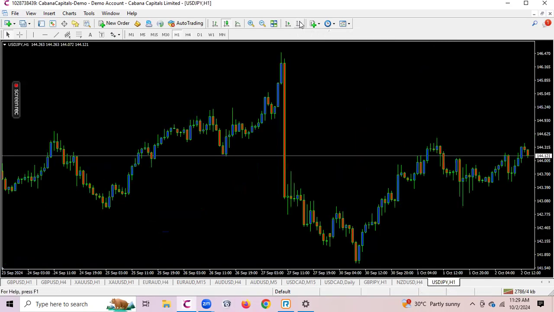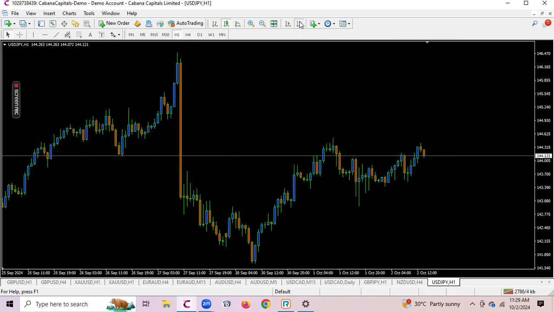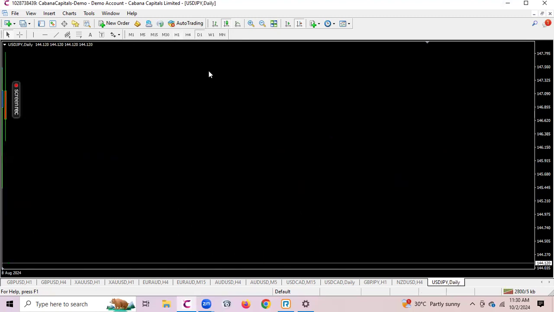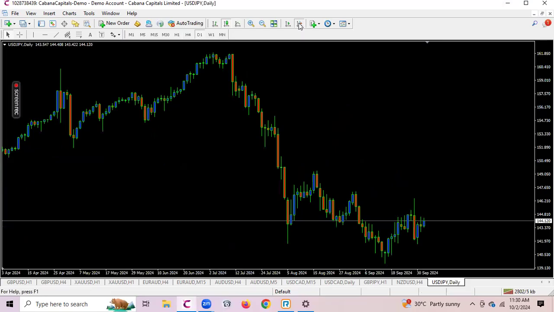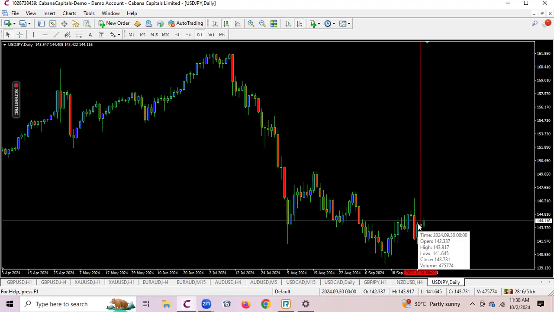USD/JPY is positively correlated, I think, 70 to 80% of the time they move in the same direction. So you can see the pattern we have on UJ is similar to what we saw on GJ. Let's see how yesterday's candle closed. This was what we had yesterday. This is a bullish candle, and the pattern is similar to what we just saw on GJ.